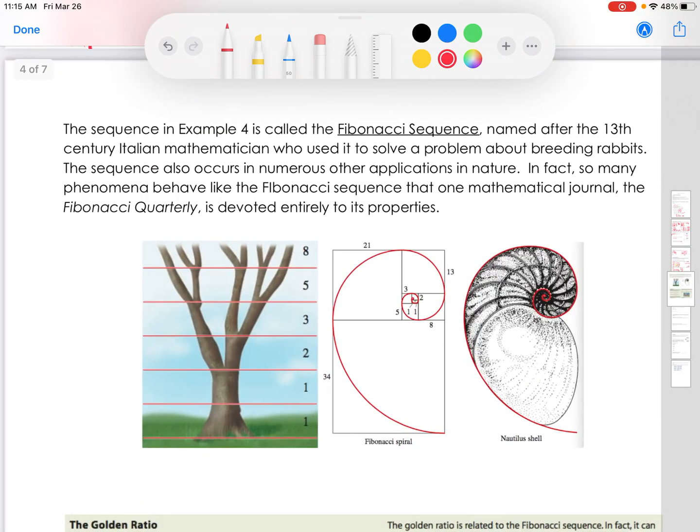The sequence in this example we just did is called the Fibonacci sequence, and it's named after the 13th century Italian mathematician Fibonacci. He used it to solve a problem specifically about breeding rabbits. And this sequence also happens to occur in nature in a few different places. So there is this sort of perfect spiral, looks like a special shell here, and it has that special pattern within it, 1, 1, 2, 3, 5 in that spiral.